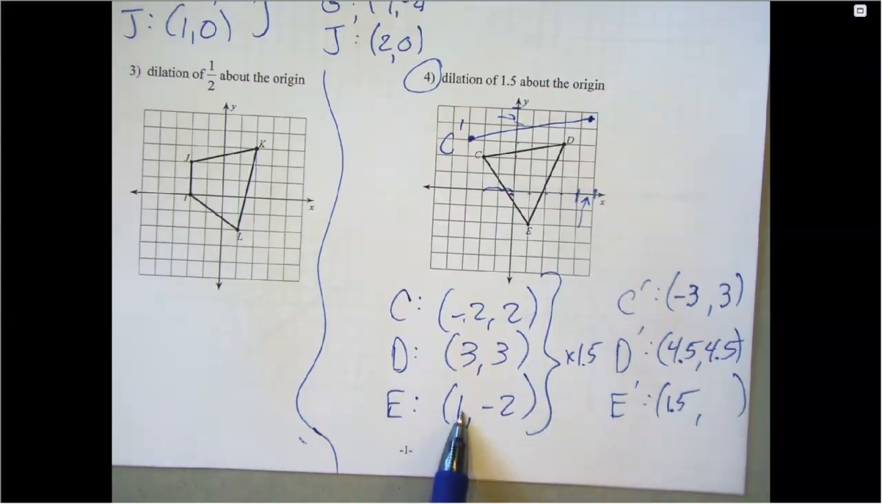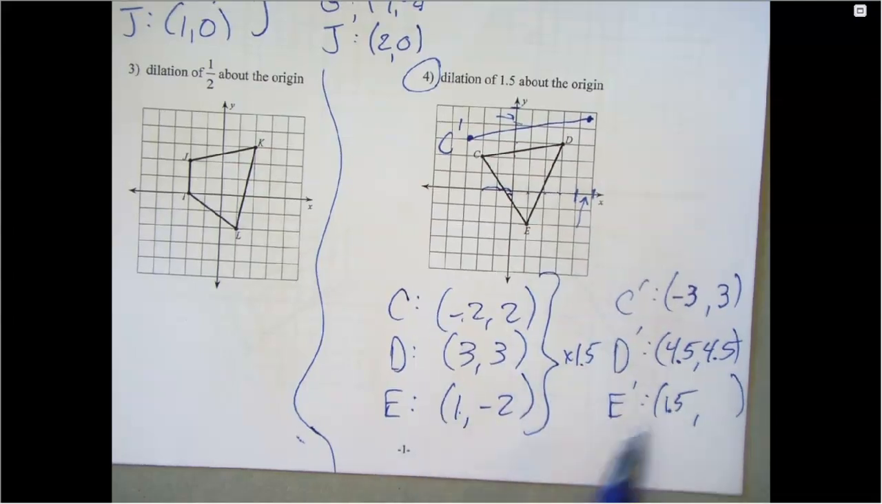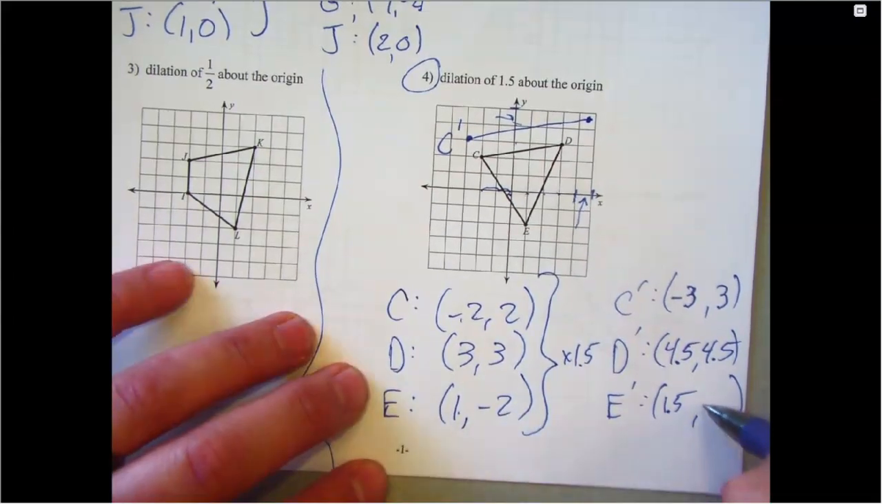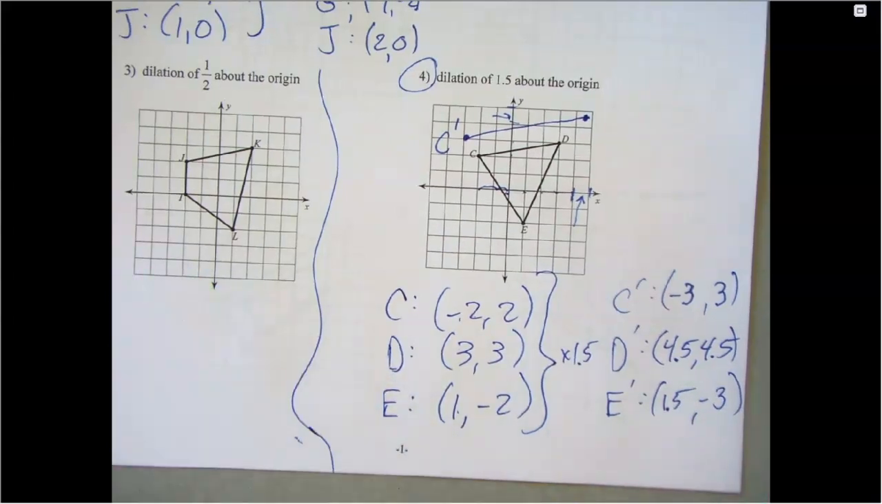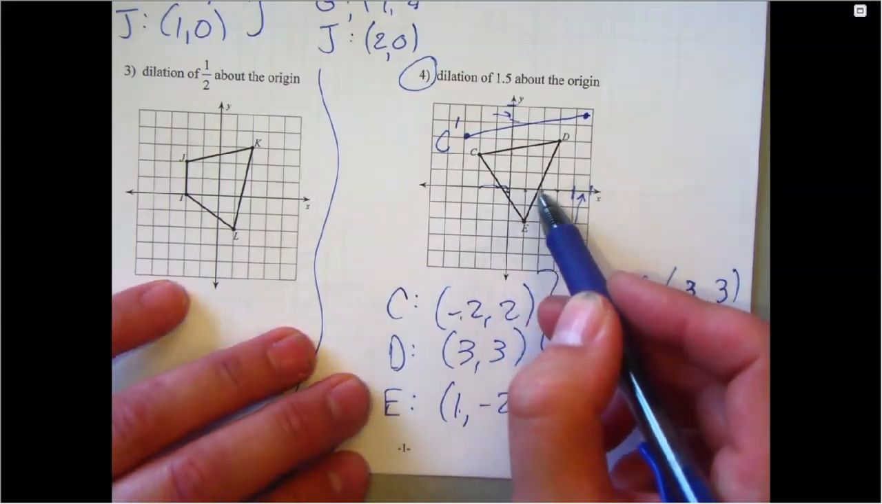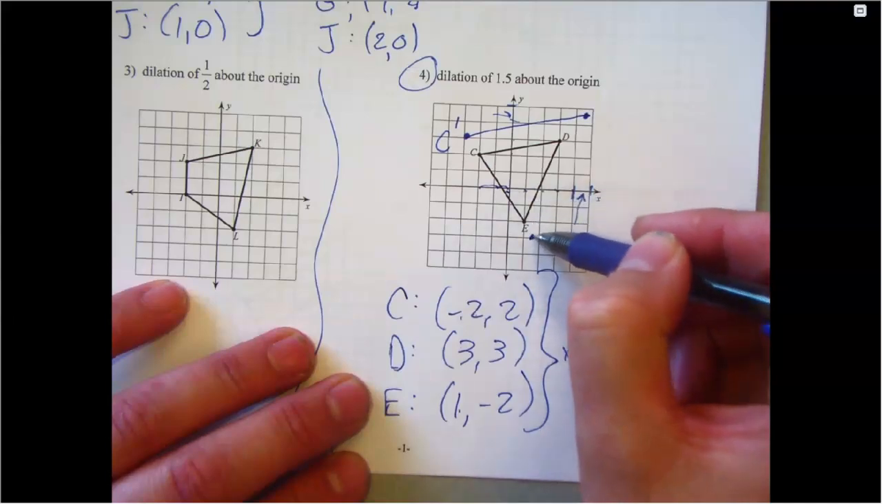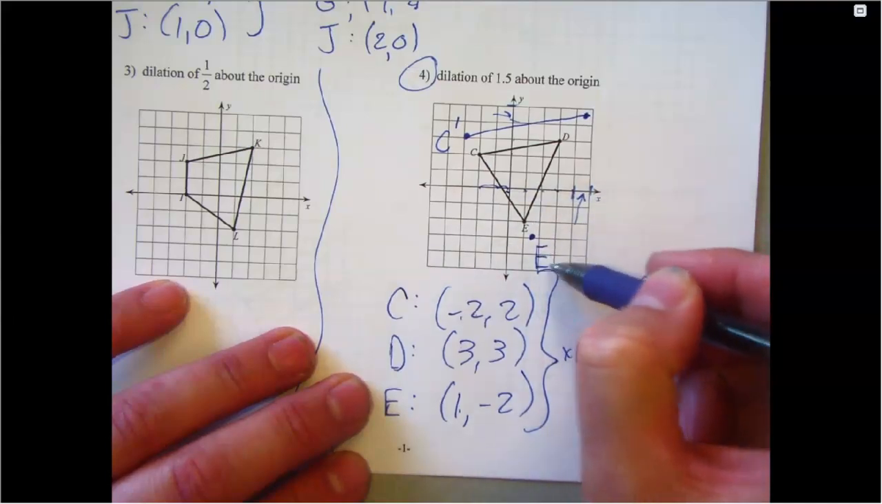And then for E, again, multiply everything by 1.5. So 1 times 1.5 is 1.5. Negative 2 times 1.5 is negative 3. So I'm going to graph that point. So I go 1.5 to the right, so not 1 or 2, but kind of in the middle. I'm going to go down 3 spots. That's my E prime.